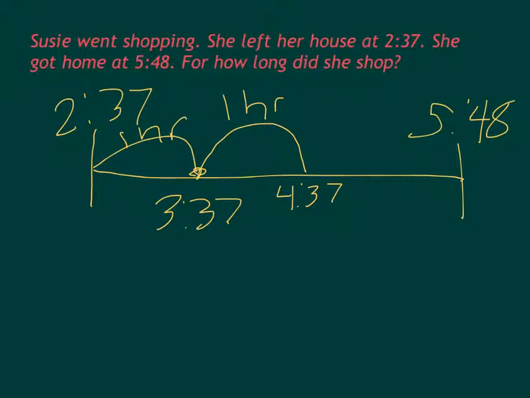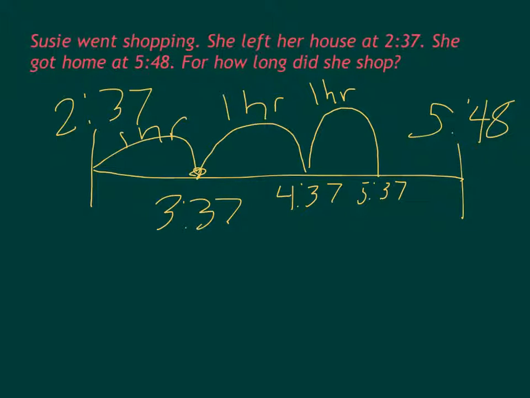Now I have to ask myself, if I add another hour, am I going to be past 5:48? And I won't be. It'll be 5:37, which is another hour. Now I know I can't add another hour because that would be 6:37. So now I go to minutes.